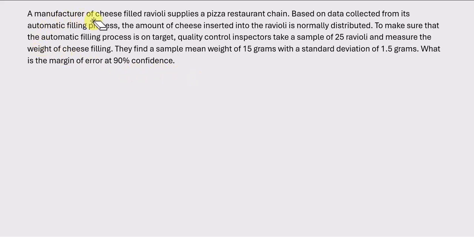A manufacturer of cheese-filled ravioli supplies a pizza restaurant chain based on data collected from its automatic filling process. The amount of cheese inserted into the ravioli is normally distributed to make sure that the automatic filling process is on target. Quality control inspectors take a sample of 25 ravioli and measure the weight of cheese filling. They find a sample mean weight of 15 grams with a standard deviation of 1.5 grams. What is the margin of error at 90% confident?